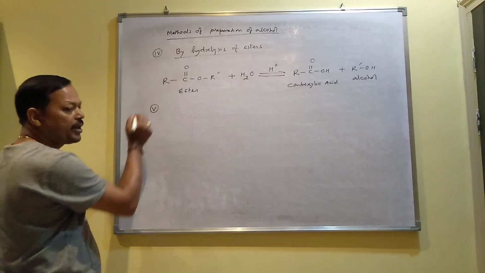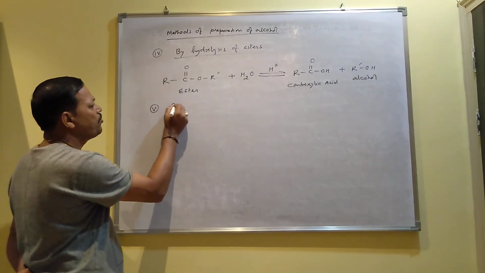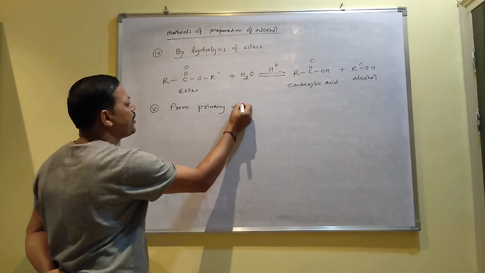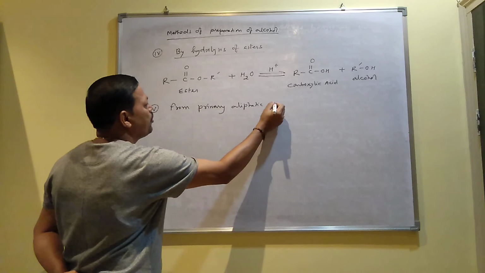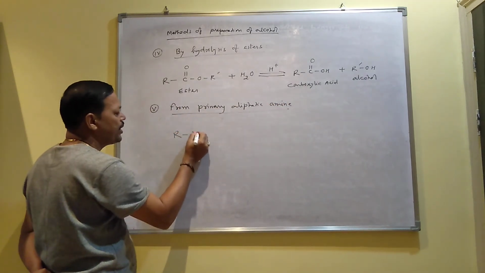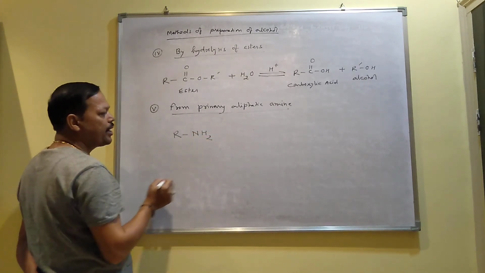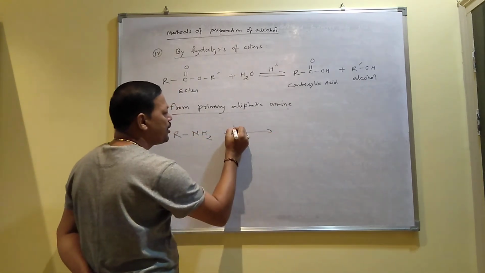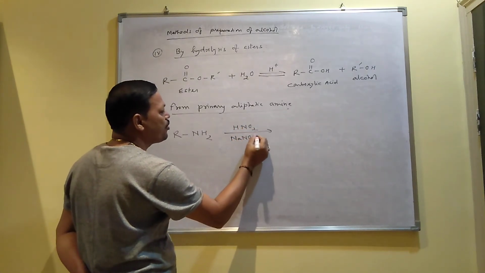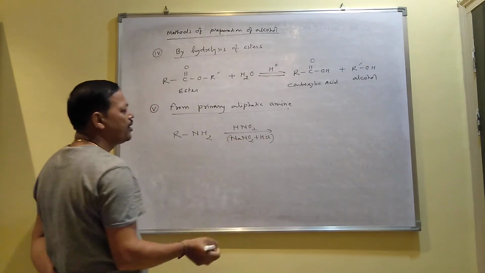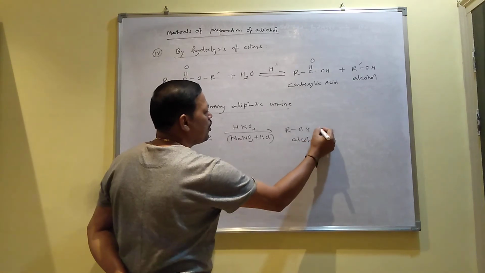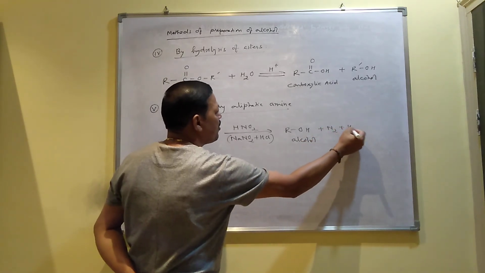And number 5, another method, from primary aliphatic amines. You know, amine means those compounds which contain the NH2 group. So this is one amine, RNH2. It's a primary amine. When you apply nitrous acid, HNO2, which is prepared by mixing NaNO2 and HCl, as I have already given, then it will convert to alcohol like this. The side products will be nitrogen and water.